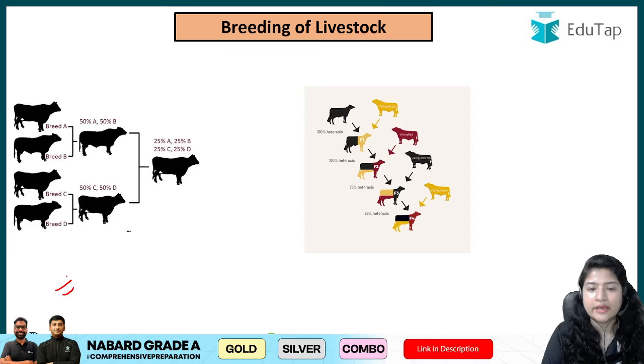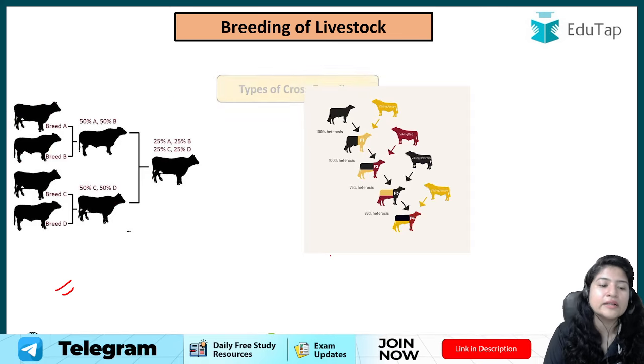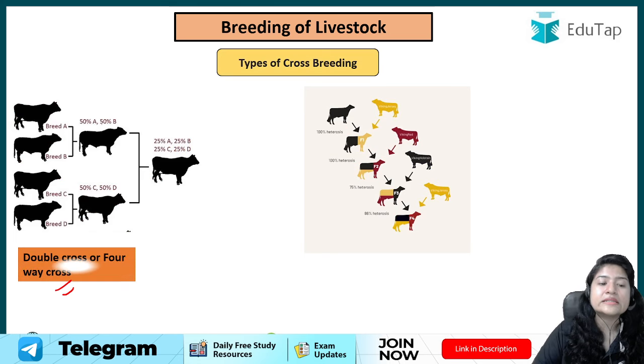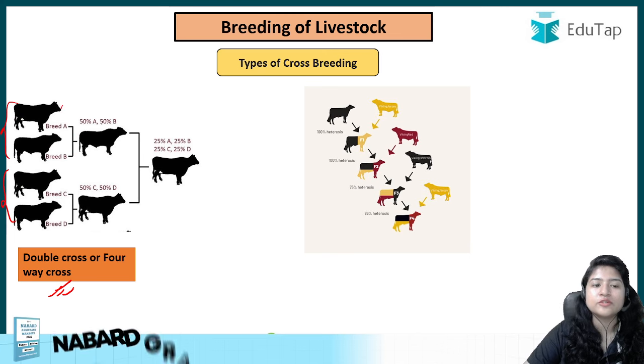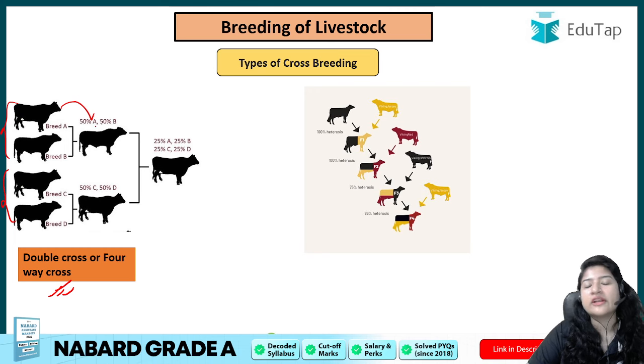I'm sorry, here I mistakenly said double cross over here. That's wrong. I'm really sorry for that. Okay, here it's double cross or four-way cross. In this what happens, four breeds are used. It is called double cross because here four species are being used and two times the cross is done. So here what happens, four different species are used.